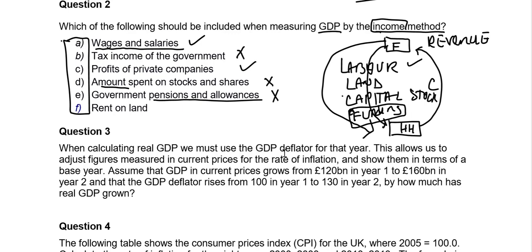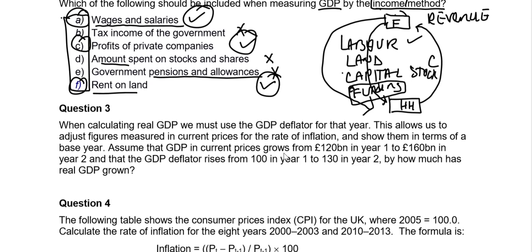Now, rent on land is also included. Rent on land is included as an income because it's an income on providing the land to the firms. This is a highly stylized case here. The households own the factors of production, including the land. They then lease it to the firms. Firms pay the rent on the leased land. So that's an income. So we have three types of income here: A, C, and F. These are basically included in the income method of GDP calculation.